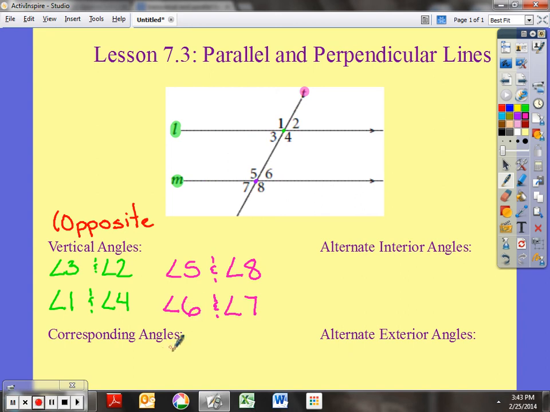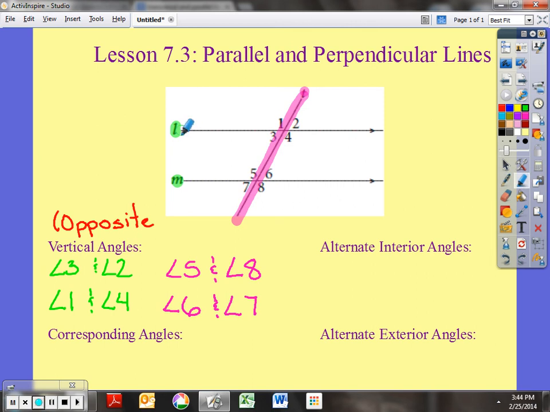Okay. Now we have corresponding angles. Corresponding angles are nice because they are on the same side of the transversal as each other. So if I take a look, here's my transversal. I'll hide the entire thing. There's my transversal. Now I'm looking for angles that correspond with each other. Now what they mean by correspond, I always like to do this when I'm doing these vertical angles.